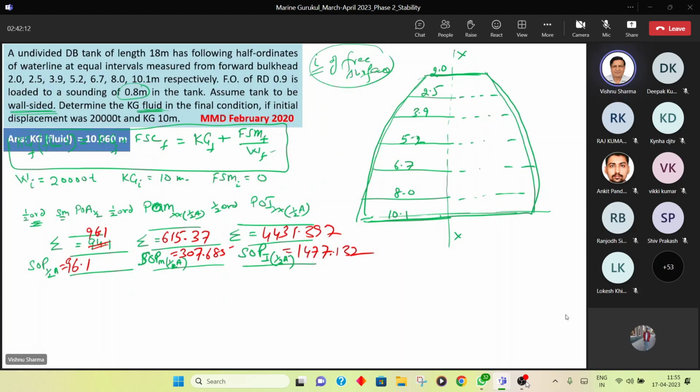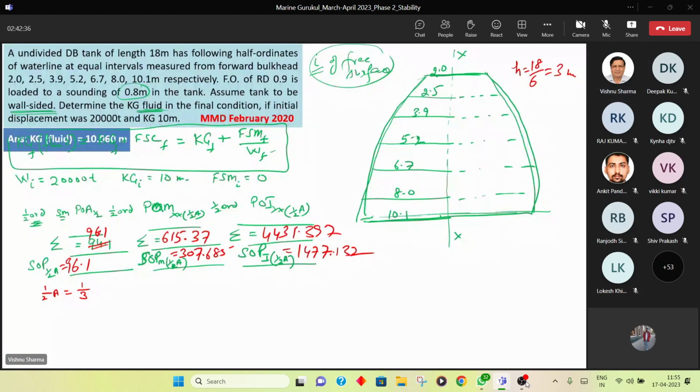So now, guys, we will get the full area. So half area, and then we'll multiply by 2. So half area will be equal to, we have used rule 1. So 1 by 3, common interval 1, 2, 3, 4, 5, 6. So h is equal to 18 by 6 equal to 3 meters. Right, guys?